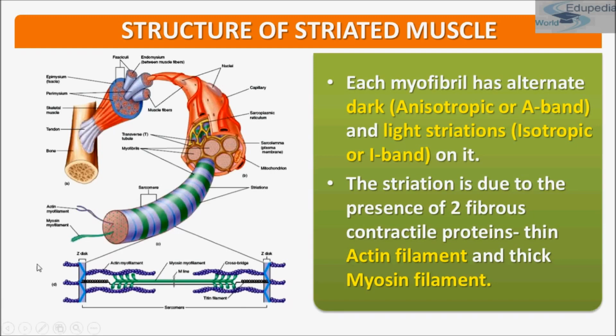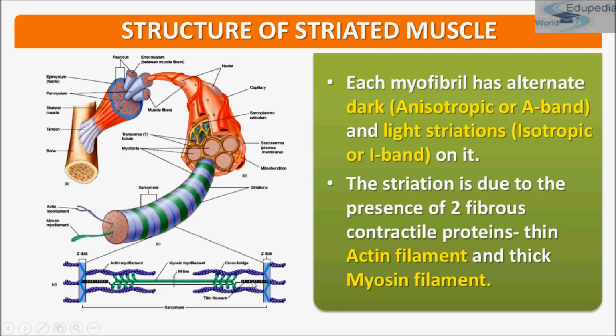When they are pulled closer, these Z discs come in close conjugation. Each myofibril has an alternate band, which we call the A band. The A band is also known as anisotropic, and the light striations are known as isotropic, or the I bands. The striation is due to the presence of two fibrous contractile proteins, which we call filaments.